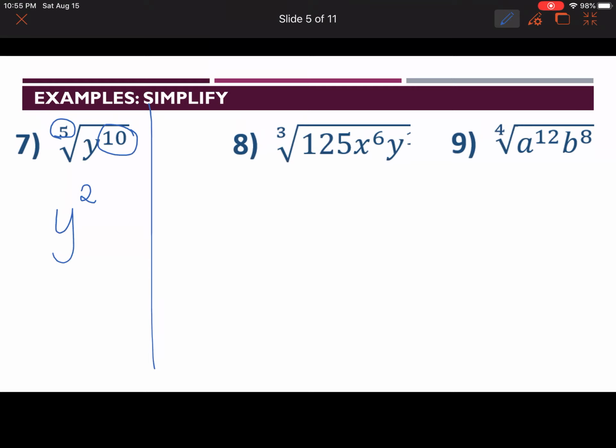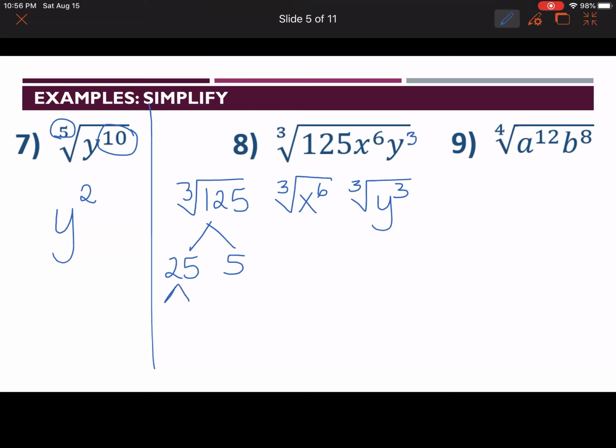For number 8, I'm actually going to split it up. Each one is individual, so we're going to look at them individually. So the cube root of 125, and then we're going to take the cube root of x to the power of 6. And lastly, that is a 3 there. We're going to take the cube root of y to the power of 3. So when we start off with 125, that factors down to 25 times 5.